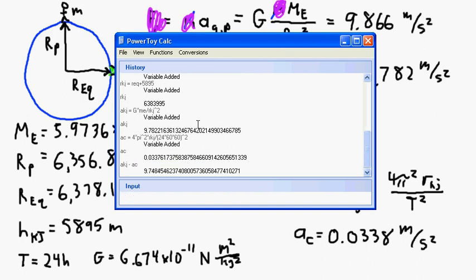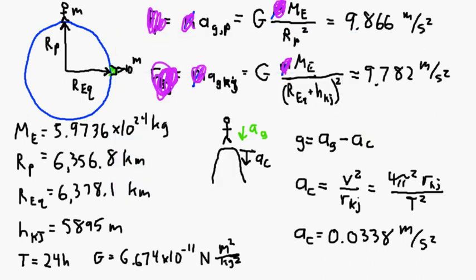A_KJ minus AC, you get 9.748. Yeah, 9.748 meters per second squared. So this is capital G if you're standing at the top of Mount Kilimanjaro.